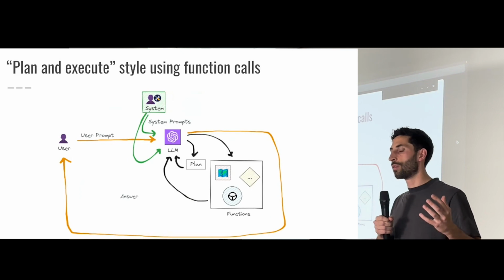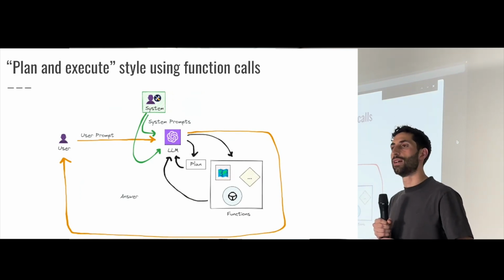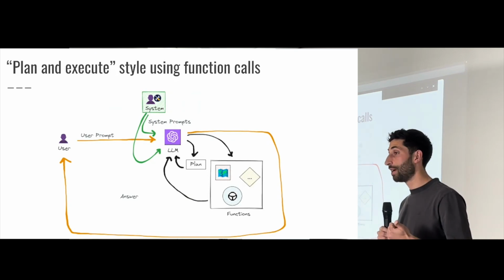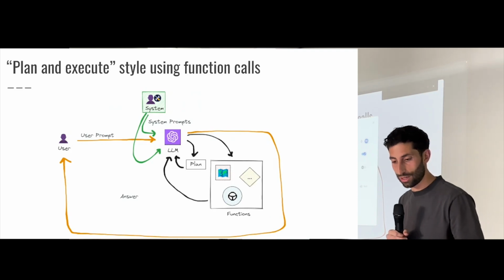So this is where the system steps in. We as the developers give additional prompts between user prompts and function calls that tell the language model first to create a plan and then execute that plan. And this is what we're going to try to demonstrate now.